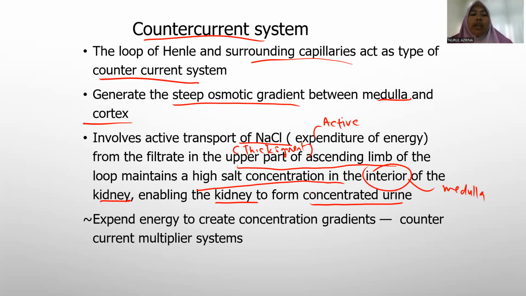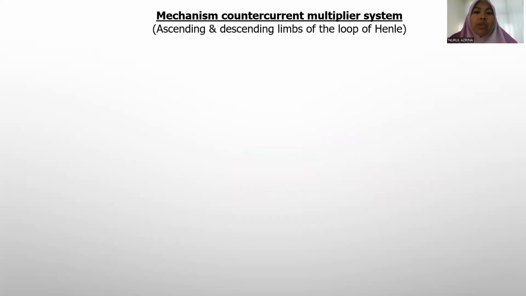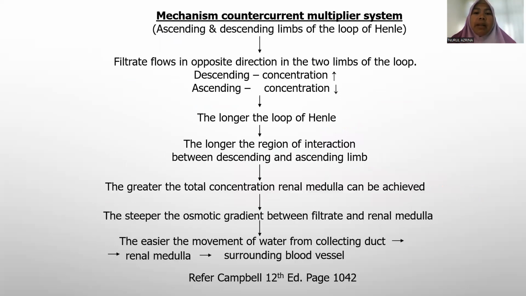Okay, right. So it expends energy to create a concentration gradient that we call the counter current multiplier system, right? So you can see descending loop of Henle reabsorbs water. Ascending loop of Henle is reabsorbing salt. So this process actually helps to maintain the gradient between the cortex and medulla, and also the gradient of the medulla itself, right? And also assisting in producing concentrated urine. Okay, right. So this is the mechanism of counter current multiplier system.